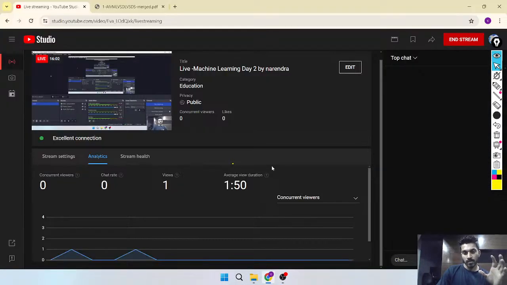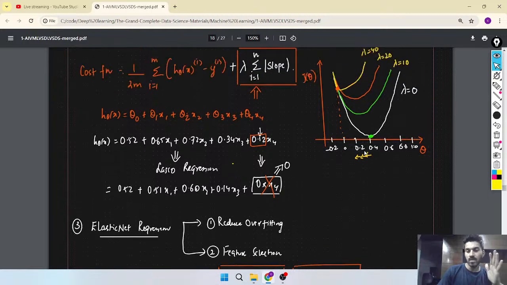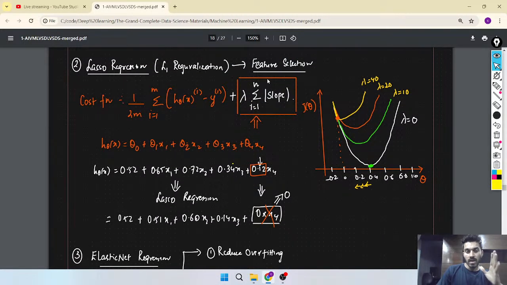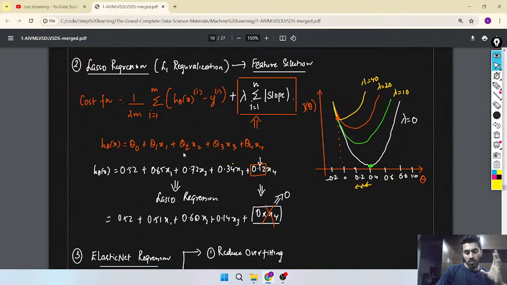How does the mod of slope work, and how is feature selection done by lasso regression? That is the question. In ridge regression we are squaring our slope, but in lasso we are not squaring. So if your theta 2 is approximately 0, suppose 0.002, it will be approximately 0. So it is automatically deleted at the time of applying this function.